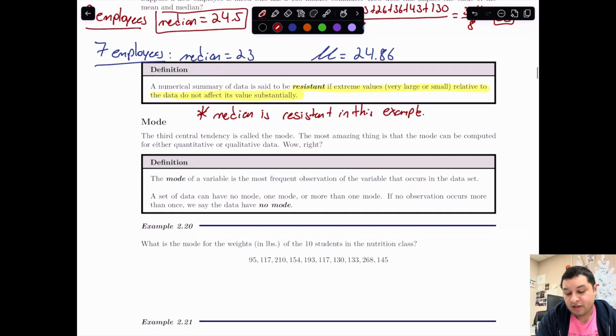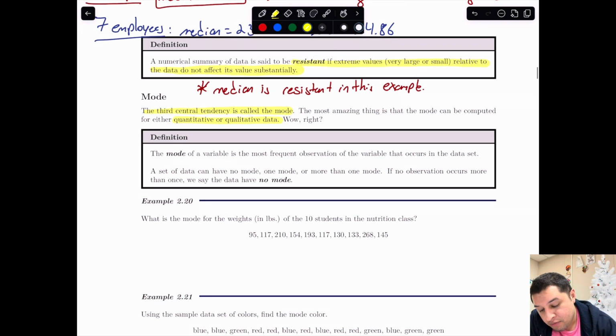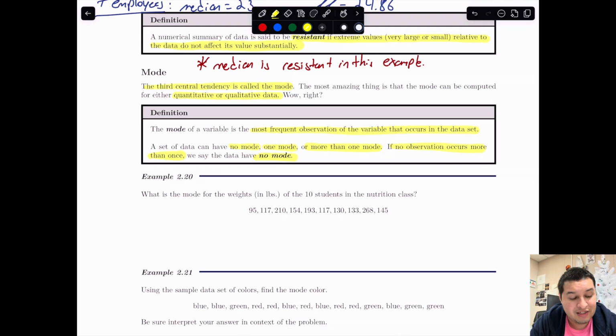All right, now let's go ahead and keep going. The next one says the third central tendency is called the mode. The mode is the most amazing thing because it can be computed with quantitative and qualitative data. So basically we can do it with categorical or numerical data. The mode of a variable is the most frequent observation of the variable that occurs in the data set. We also have no mode, one mode, or more than one mode. No mode means that no observation occurs more than once, so they all only occur one time.